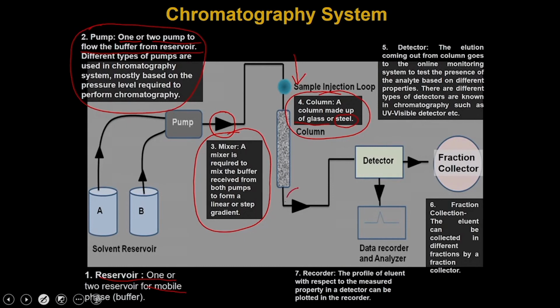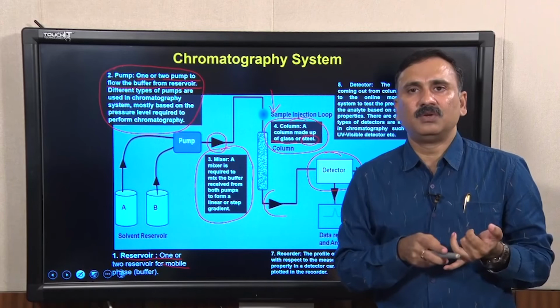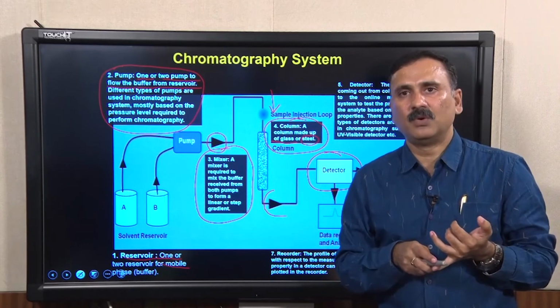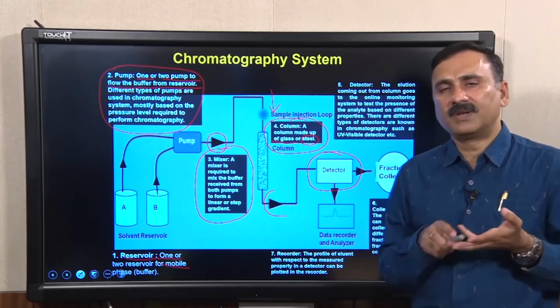Next to the column you are going to have the detectors. A detector is something which actually detects the analytes which are coming out from the column. The detector could utilize multiple parameters. A detector could utilize UV visible spectroscopy, UV visible absorbance. The detector could utilize fluorescence.